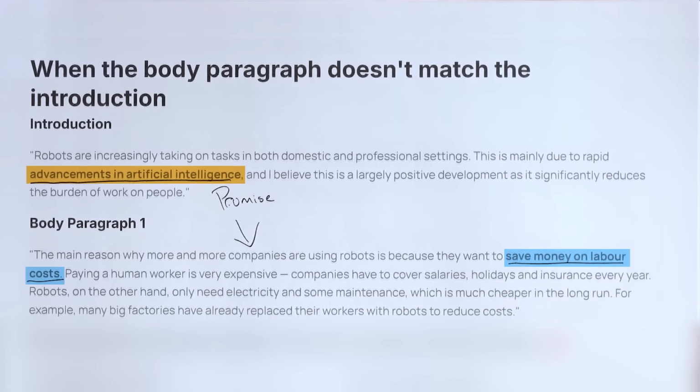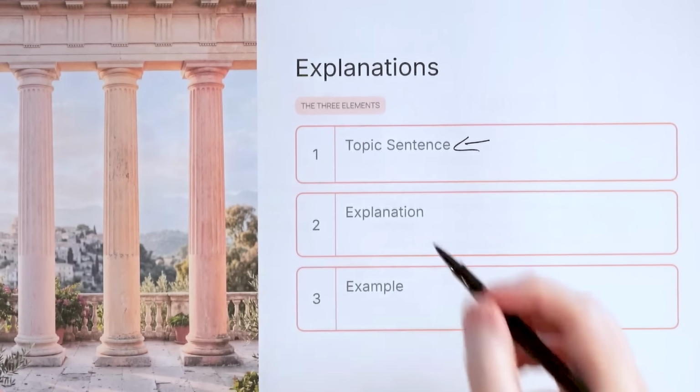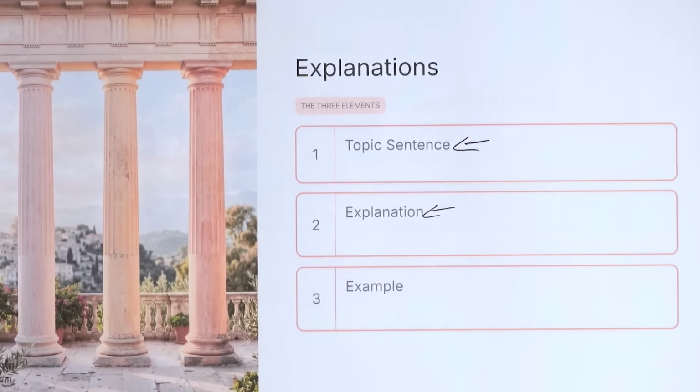All right, and what are they testing? Can you clearly communicate in English? So now we know how to write a topic sentence. Now we need to learn how to write explanations.